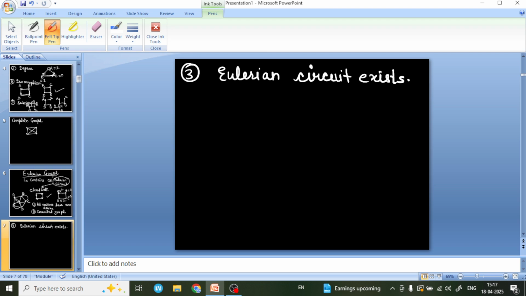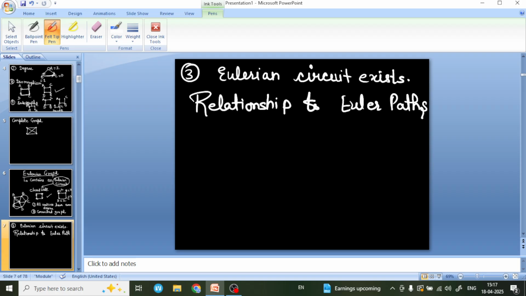What is the relationship between Euler paths and Eulerian graphs? While an Eulerian graph must have an Eulerian circuit, a graph with an Euler path can also have vertices with odd degree.